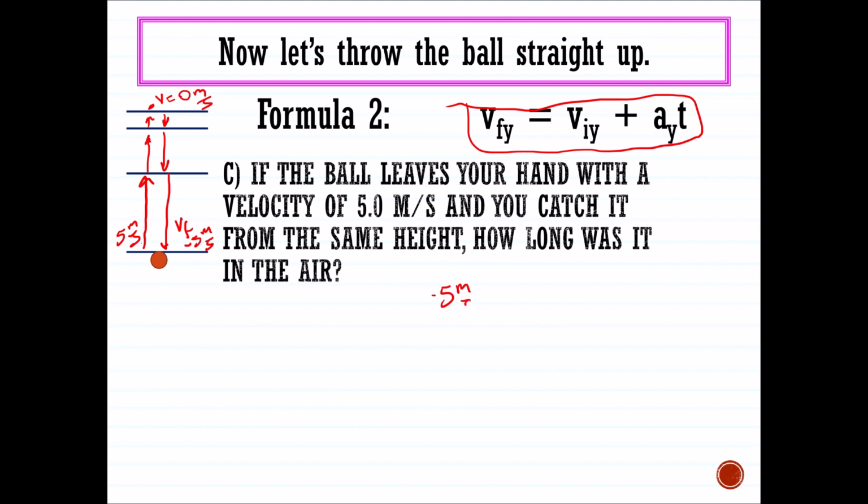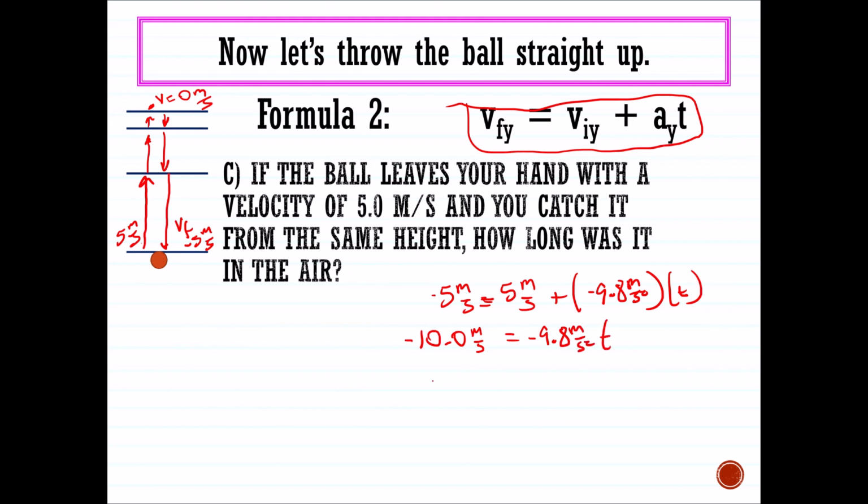Negative 5 meters per second equals 5 meters per second plus acceleration, negative 9.8 meters per second squared, times time. So we have negative 10.0 meters per second equals negative 9.8 meters per second squared times time. Divide by 9.8. And we are left with 1.02 seconds for time.